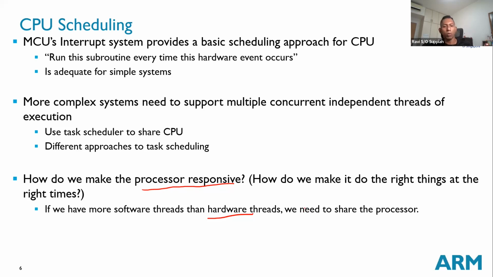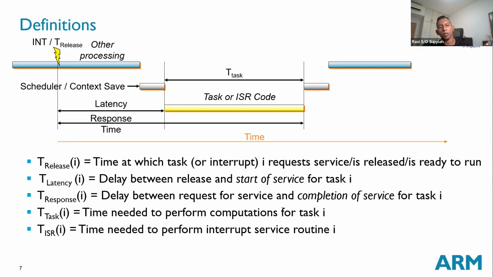All right, but how do we manage if I have a lot of software threads? That means a lot of software routines that are written, that also need to have some form of responsive nature from the processor. So if we look at this example, we know that whenever an interrupt comes in, there are a few things that happen. So firstly, we know that there is this concept of saving the context.